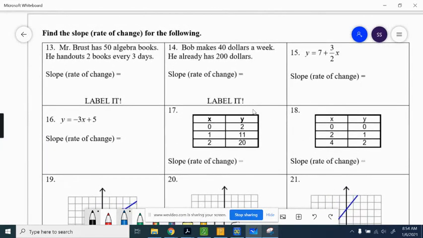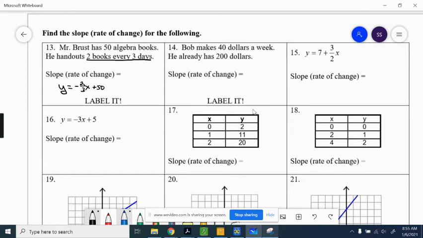Okay, number 13, we're still just looking for the slope. It says Mr. Brust has 50 algebra books and he hands out 2 books every 3 days, okay? What is changing? He's handing out 2 books every 3 days. So my slope, if I were to write this, you don't really have to do this, minus 2 books every 3 days, this would be the linear equation.